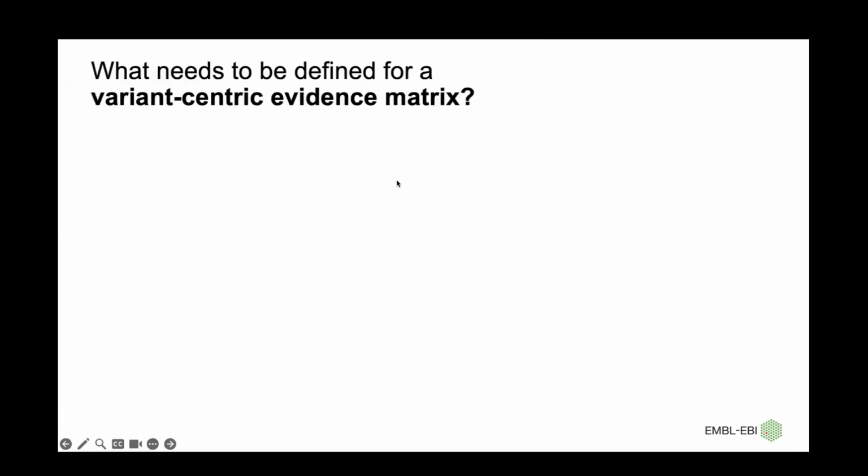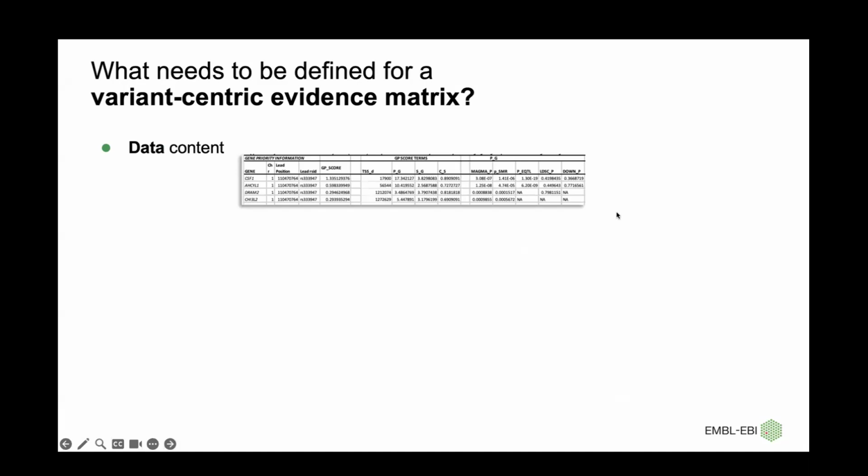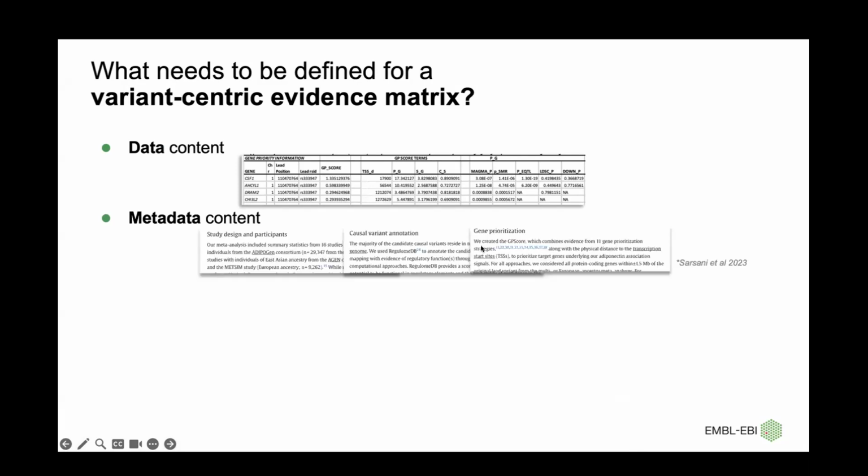So thinking about a variant-centric evidence matrix, as I mentioned, what are the key components that we need to define? So firstly, we've got the data content. So for example, this is how somebody might present that data in a paper with the different columns for the different evidence types. Then, of course, we've got the metadata content, which supports the data. And this is typically written out longhand in a publication.